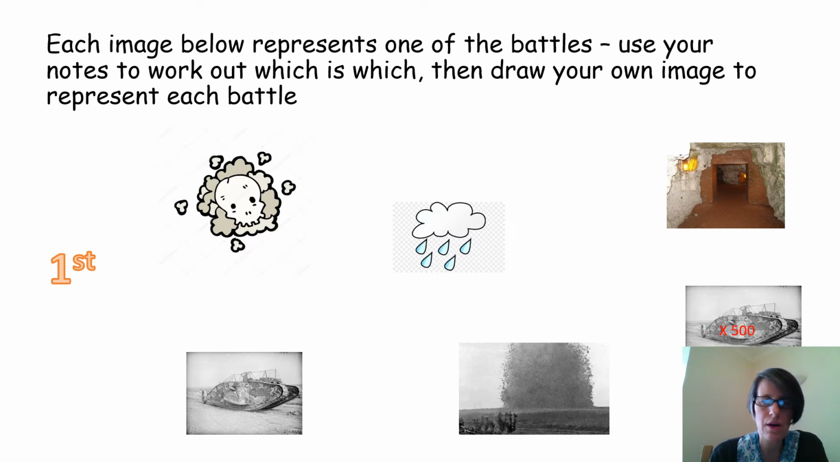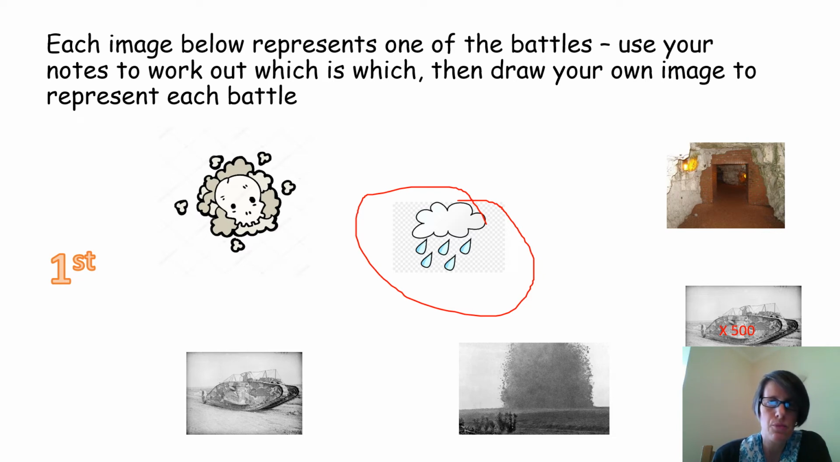Your task is, you can either copy these images and write down which battle it goes with, or draw your own image. So for example, you can see this one here is a picture of lots of rain. So you might want to find the battle which was really badly affected by the weather, for example, and then you could draw your own picture for that battle. Do that again in your book or on the Word document.